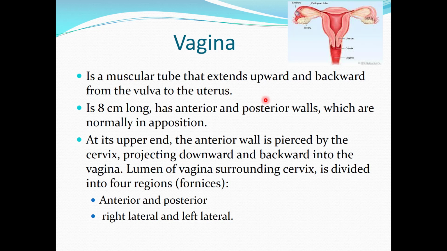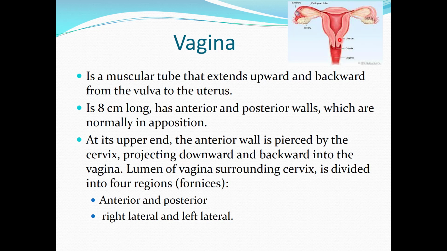Now we will discuss the vagina. Vagina is a muscular tube that extends upward and backward from the vulva to the uterus. It is 8 centimeters long. It has anterior wall and posterior wall which are normally in apposition. At the upper end, the anterior wall is pierced by the cervix.